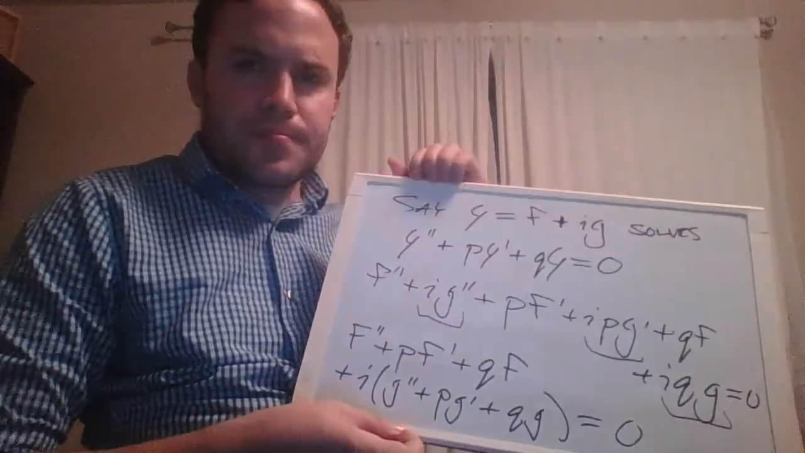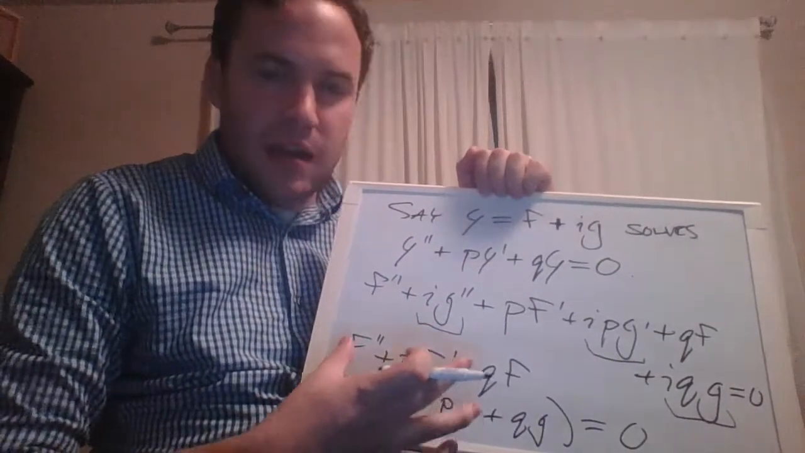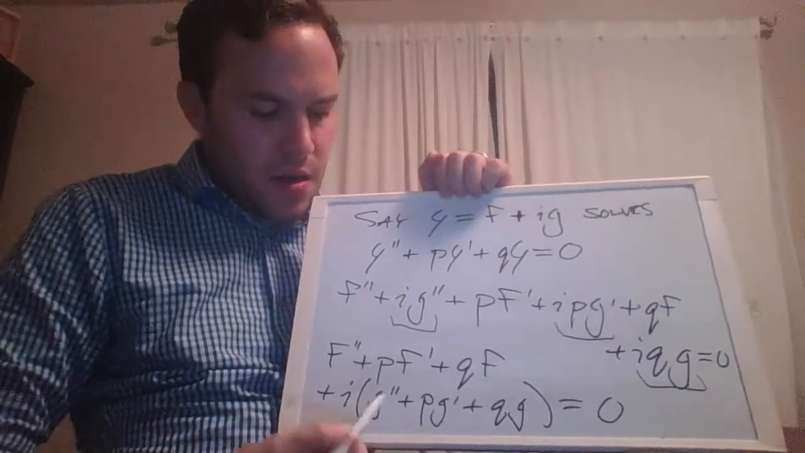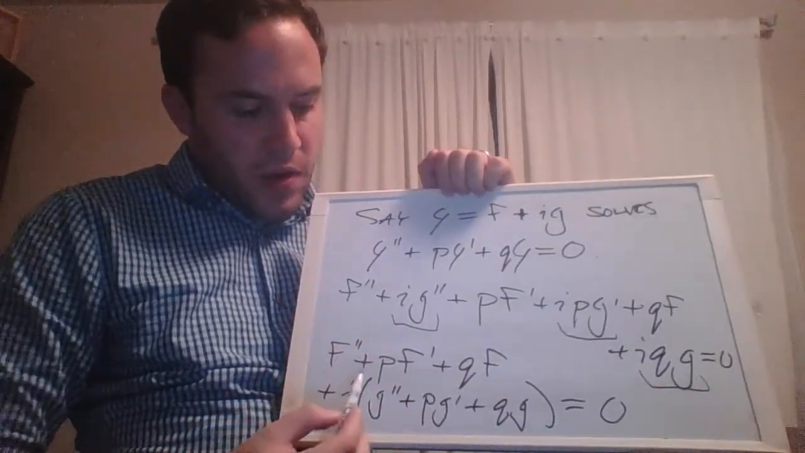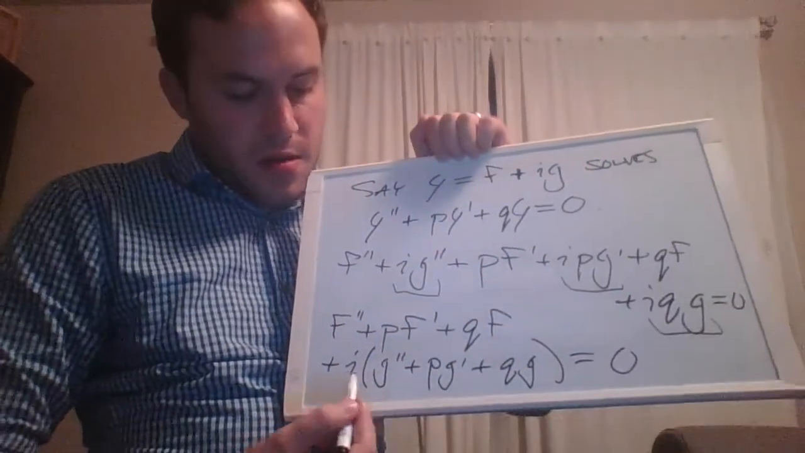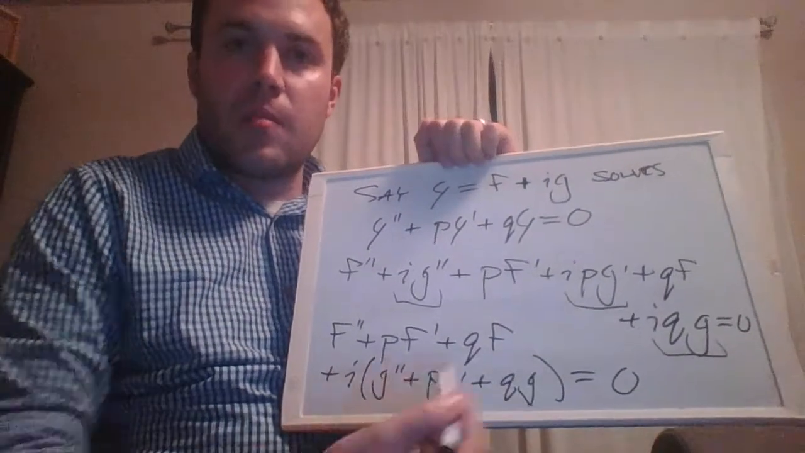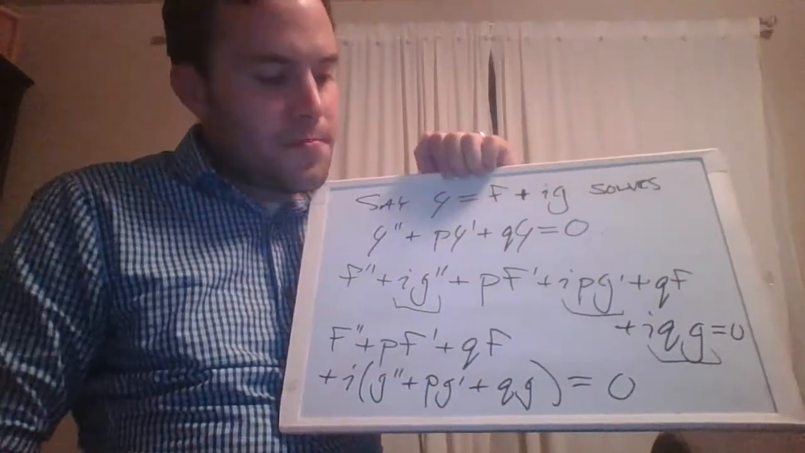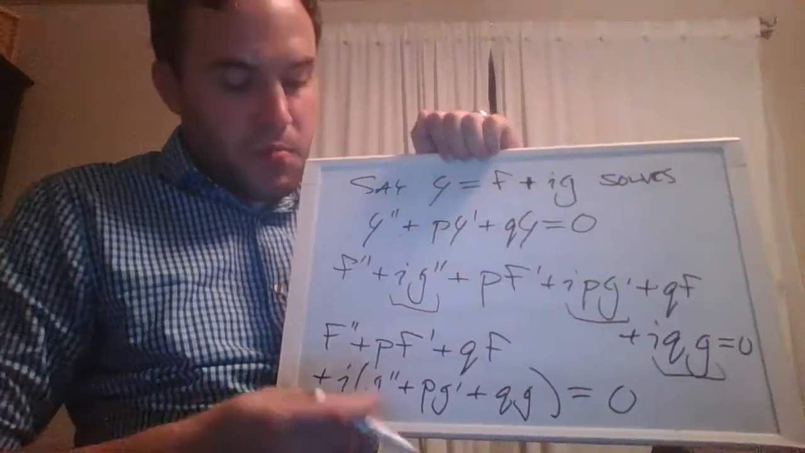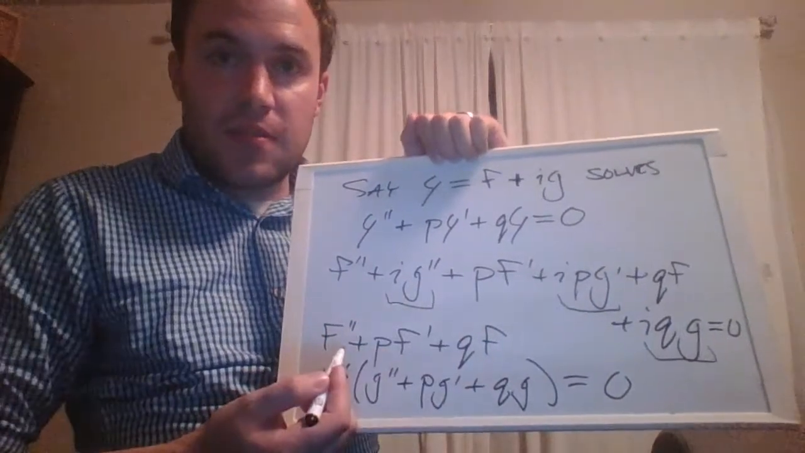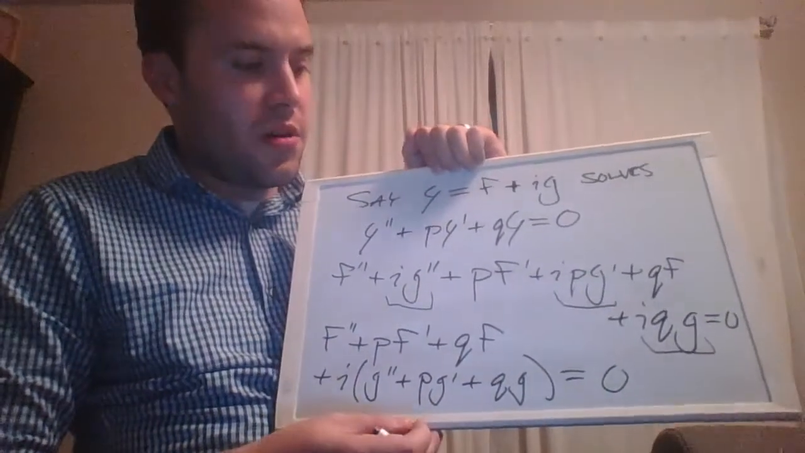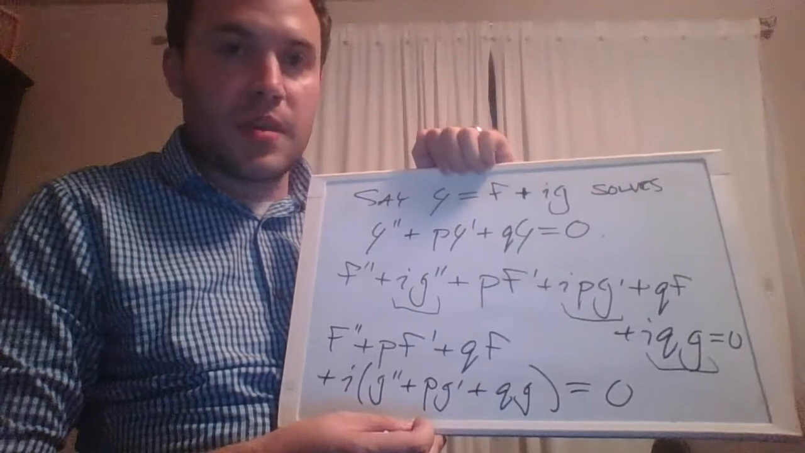And if you think about it, the only way that a complex number can be equal to 0, and this is really, we have a complex number here. We've got all of this f double prime plus p f prime plus q f stuff. That's the real part of our complex number. The imaginary part is all of this i times g double prime plus p g prime and so on. That's the imaginary part. And the only way that a complex number can be 0 is if both its real part, so the stuff with the f's, and its imaginary part are 0. Right? That's the only way that a complex number can be equal to 0.